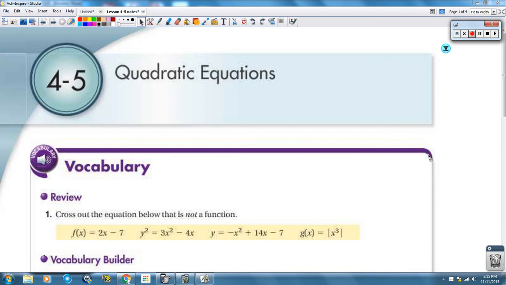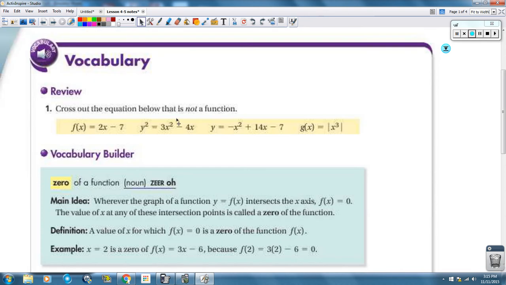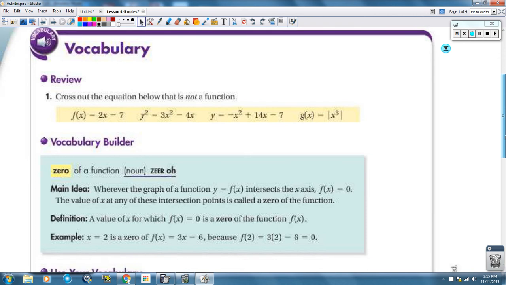So this one's on quadratic equations. We're just going to jump right in and try to make this so it's not very long or painful. On this particular lesson, they're having you cross out the ones that are not functions. You should be able to tell by looking at it, hopefully.